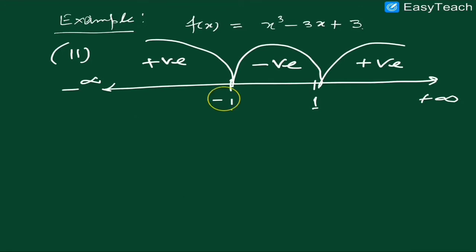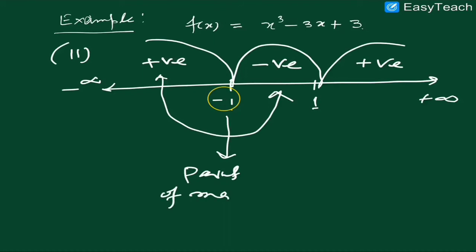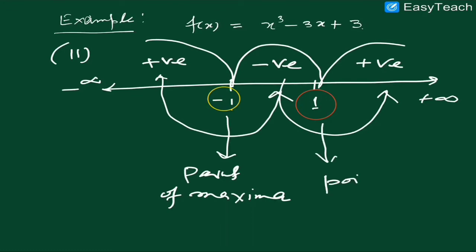We can easily see that at the point minus 1, the sign of f dash x changes from plus to minus. Therefore, this point minus 1 is the point of maxima. And at the point x equal to 1, the sign of f dash x changes from minus to plus. Therefore, the point 1 would be the point of minima.